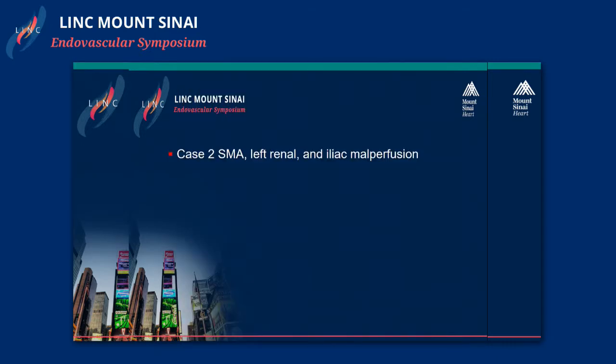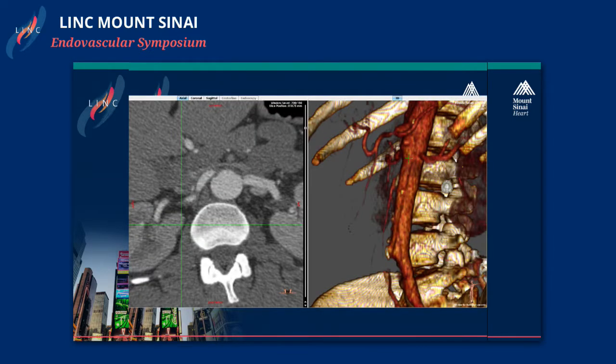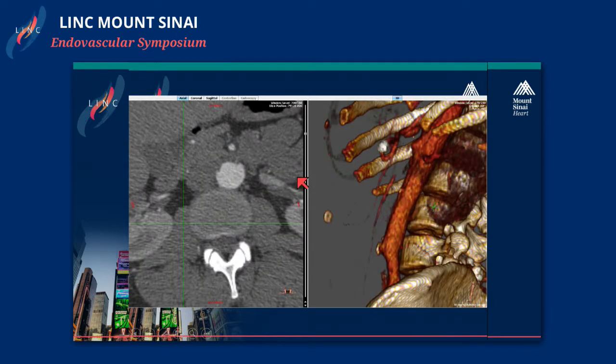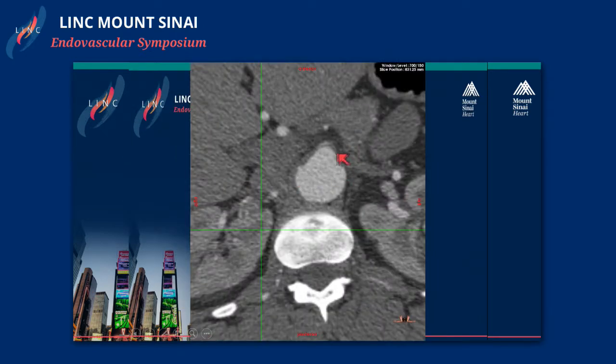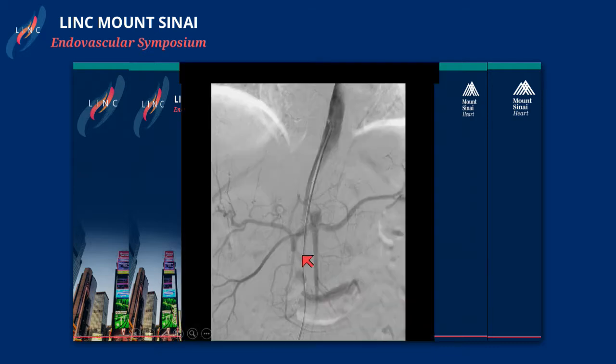The second case to demonstrate this is a patient that came in with SMA, left renal, and iliac malperfusion. This is the initial aorta on presentation. You can see that this is actually all false lumen. The true lumen is completely compressed. We get absent filling of the SMA. A couple other projections here. This true lumen is very much compressed by that false lumen. In addition, the iliac was out.